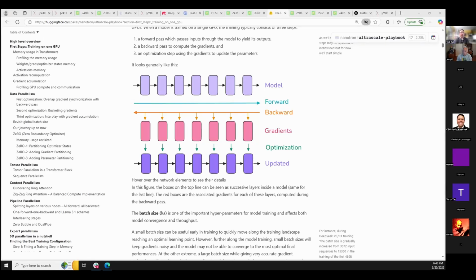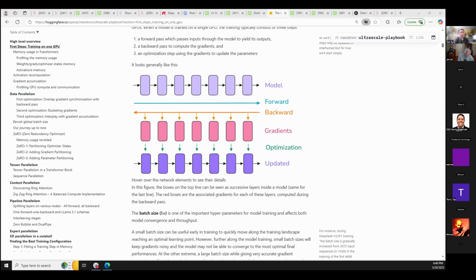All right, welcome everybody. This week we're going to continue our discussion of the Hugging Face Ultra Scale Playbook. A very long, soon to be book, very long blog post discussing how to train LLMs on multiple GPUs. So last week we started the conversation and we really got more into the details.